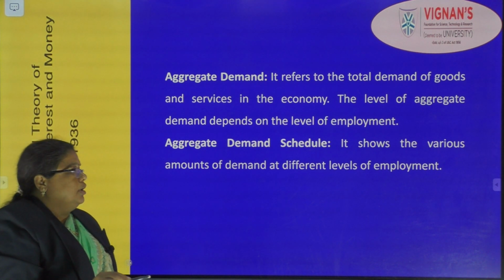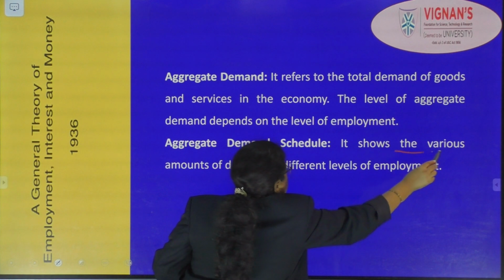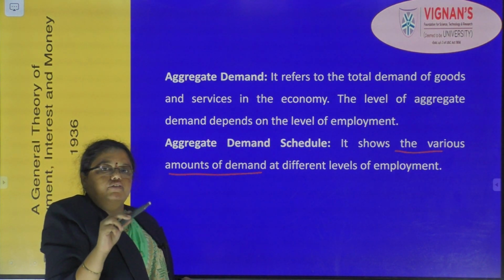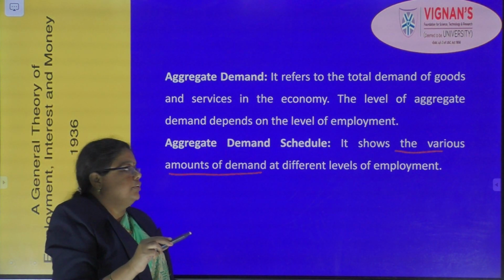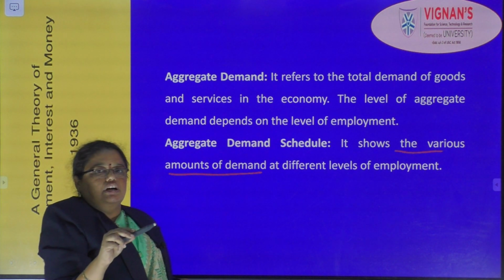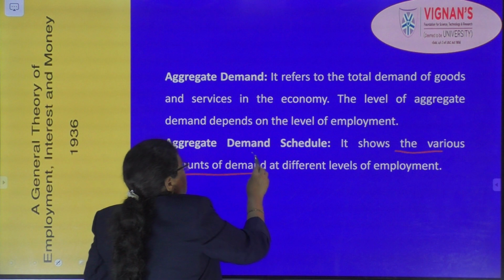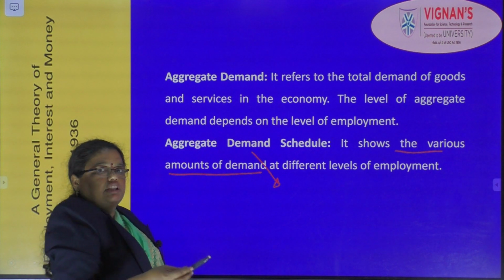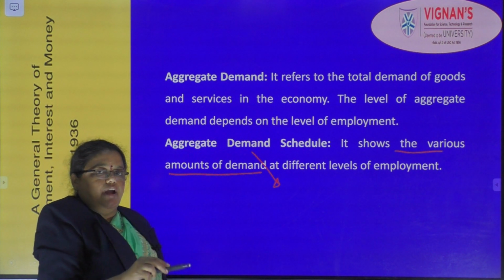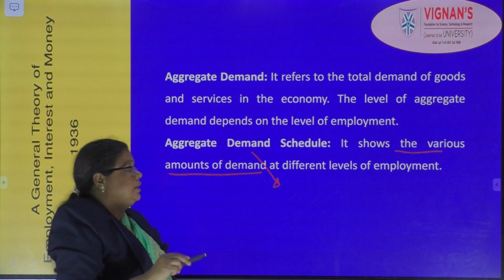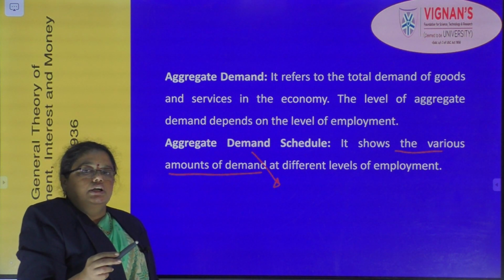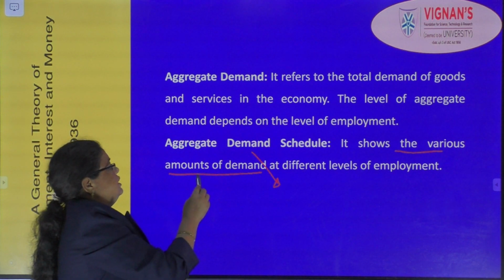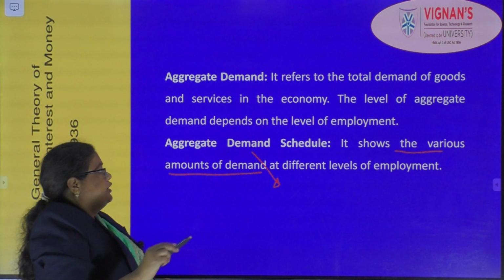Aggregate demand schedule: various amounts of demand at different levels of employment. Otherwise, it is a tabular representation of the relationship between level of employment and aggregate demand. When the relationship between level of employment and aggregate demand price is represented in tabular form, that is known as aggregate demand schedule.